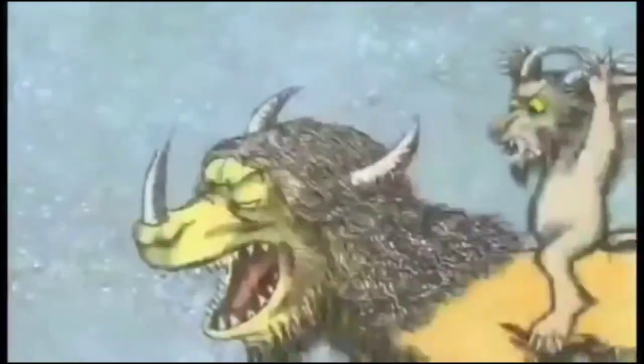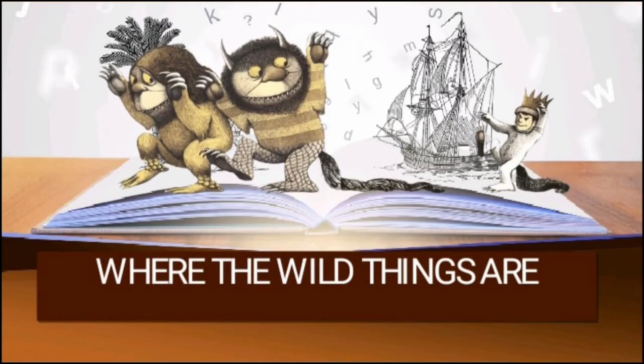And when he came to the place where the wild things are, they roared their terrible roars and gnashed their terrible teeth and rolled their terrible eyes and showed their terrible claws. Where the Wild Things Are by Maurice Sendak.